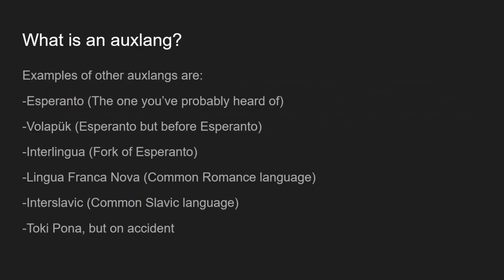Examples of other auxlangs are Esperanto, the one you've probably heard of, Volapük, Esperanto but before Esperanto, Interlingua, a fork of Esperanto, Lingua Franca Nova, Common Romance Language, Interslavic, Common Slavic Language, Tokipona, but on accident.